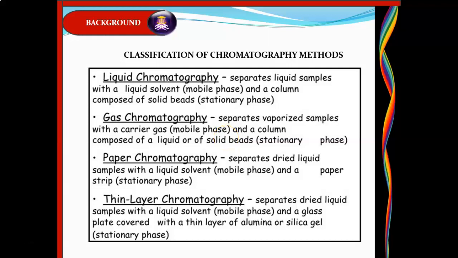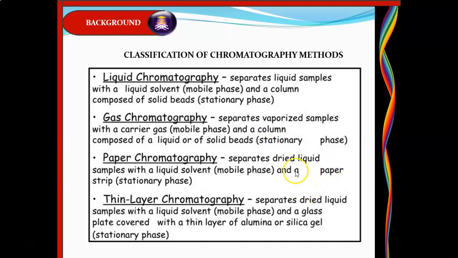Okay, we continue our lecture in part 2 section. Still in paper chromatography. Right, there are several classifications of chromatography methods. Liquid chromatography separates a liquid sample with a liquid solvent acting as a mobile phase, and a column composed of solid bits, which is a stationary phase. As I showed in our previous slide, column chromatography is considered a liquid chromatography.